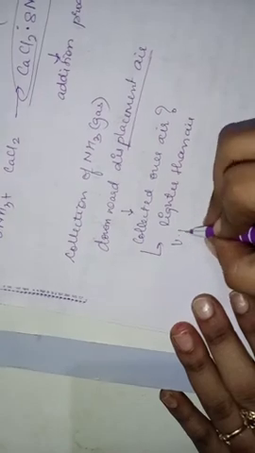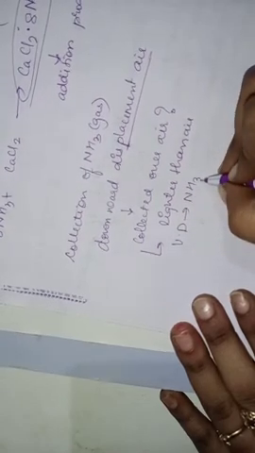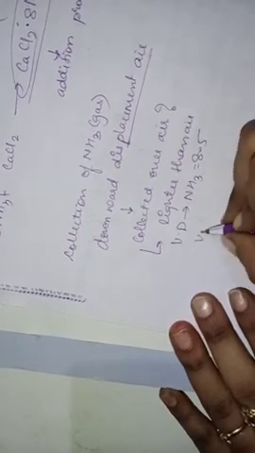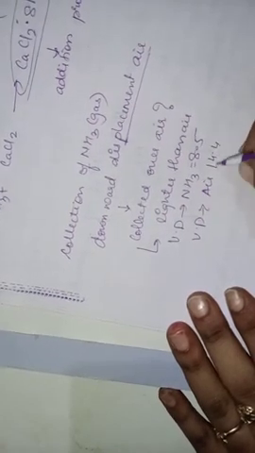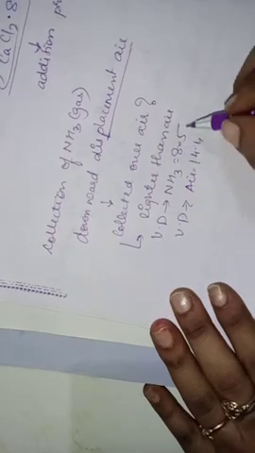Now vapor density of ammonia is 8.5, whereas vapor density of air is 14.4. Vapor density of air is 14.4. So it is lighter than air, that is why we collect it this way.